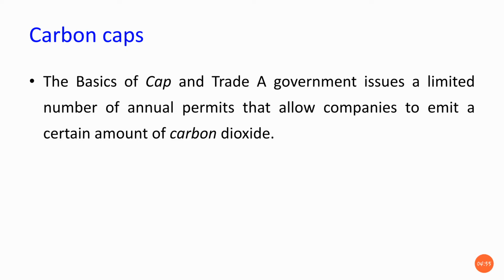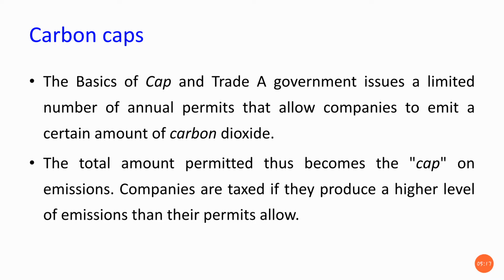The government is allowing, suppose Jindal Steel, Tata Steel and SAIL, while they convert raw material into semi-finished and finished products, a certain amount of carbon emissions. For that, the government gives permission to the company to make iron or some other product. The total amount permitted thus becomes the cap. Whatever the permission, suppose 1 metric ton or 2 metric tons, they give to the respective company. That permission is the cap on emissions. Companies are taxed if they produce higher levels of emissions than the permits allow.